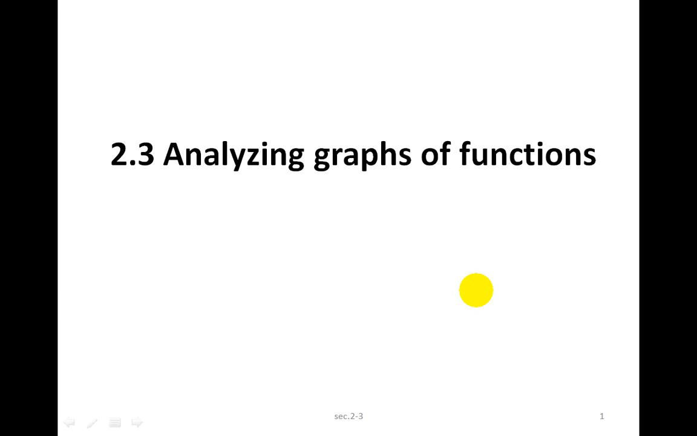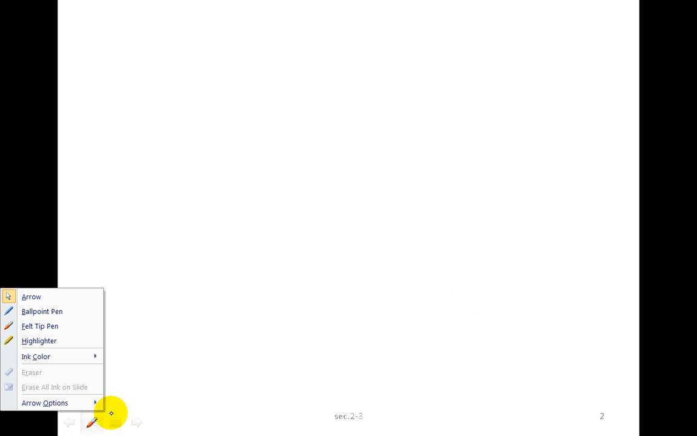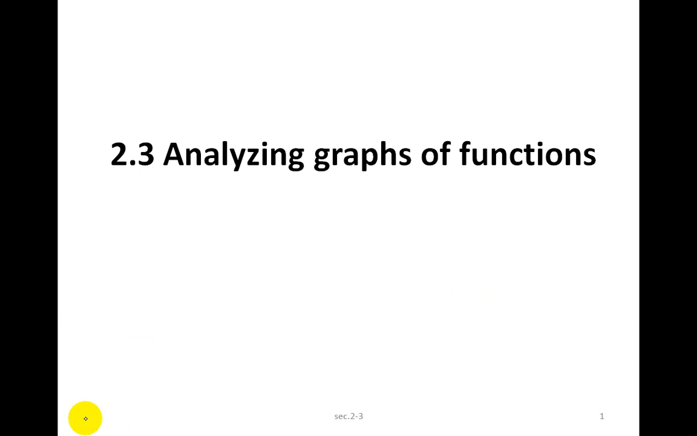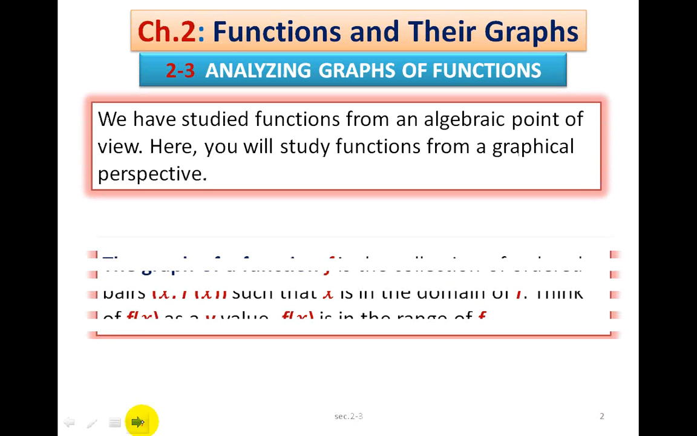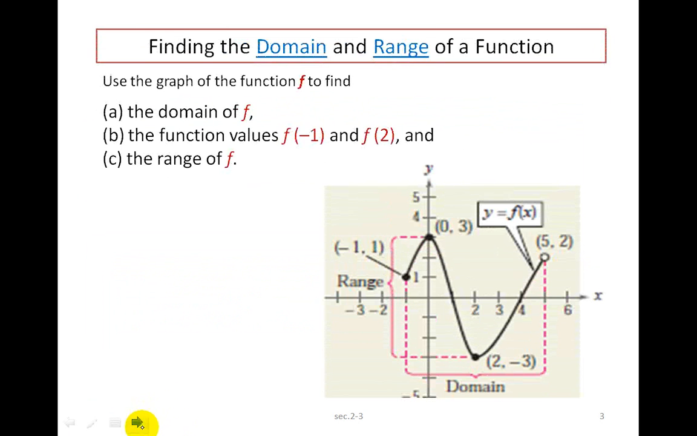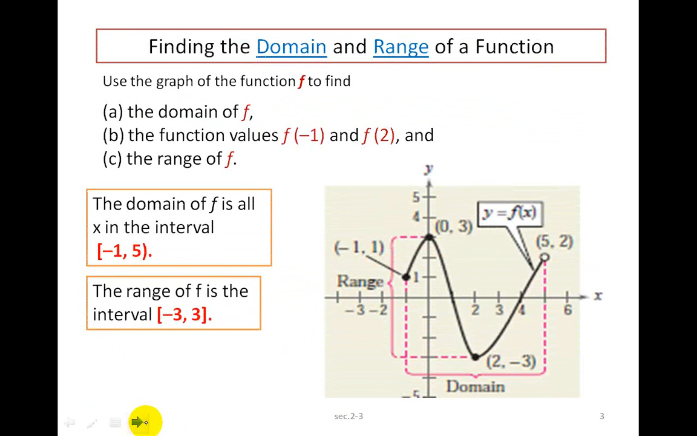Hello, here we'll start 2.3 and we'll talk about analyzing graphs of functions. Here you have lots of notes that I want you to read by yourself. Of course, I'm going to post these slides for you. Here we'll be talking about domain and range.